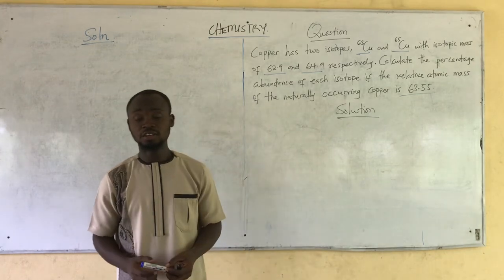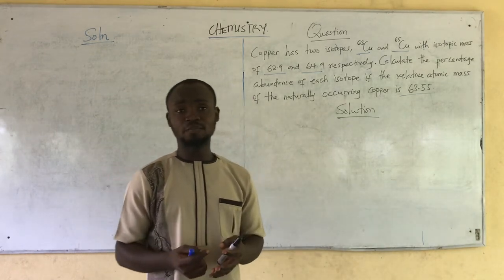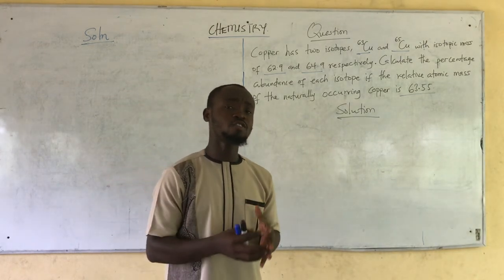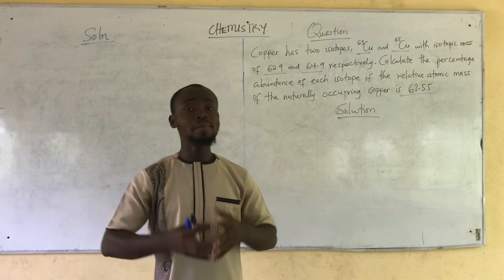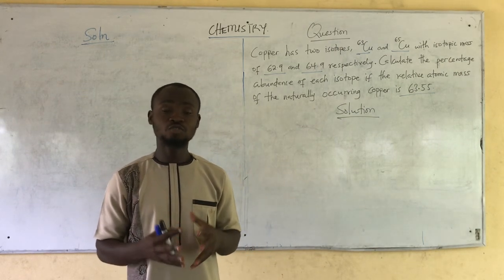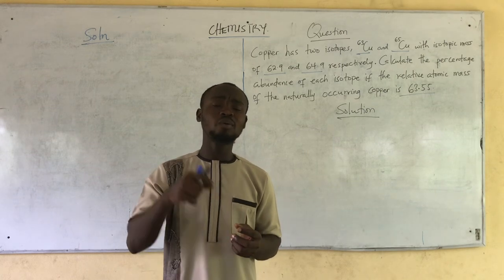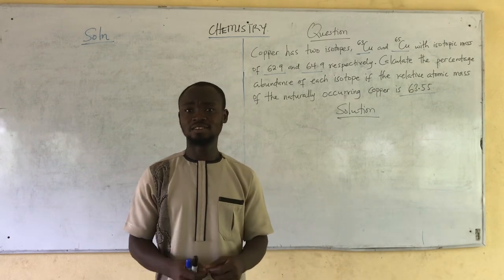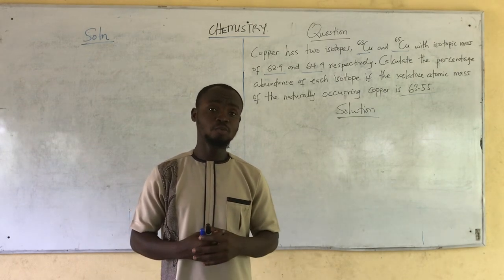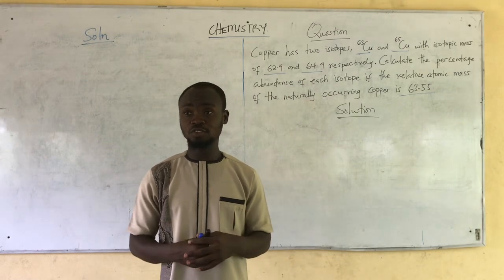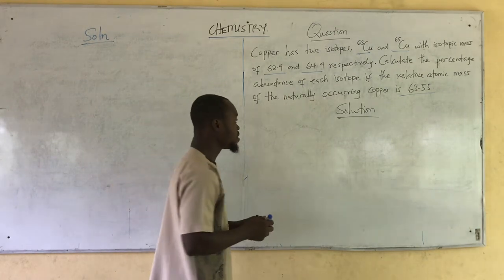63.55. So in this question, we are given the relative atomic mass of the elements and also the masses of the isotopes present in the elements. But we are asked to calculate their abundance. How do we go about this? So first of all, let's write the information we have.